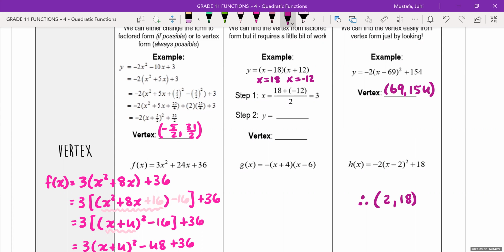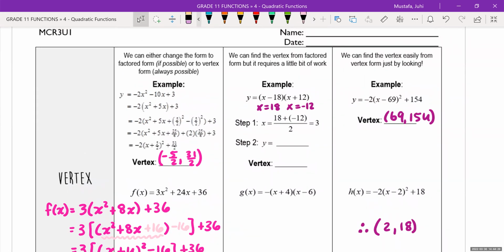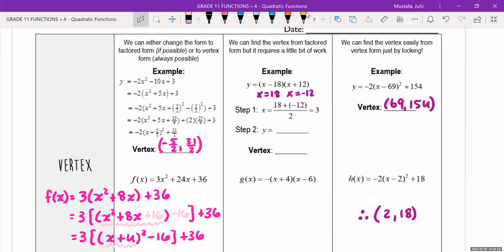Then the idea behind this is when you have a parabola, let's say you have two x-intercepts there, the vertex can be found directly in the middle of the two x-intercepts. So to find the center of the two x-intercepts, we are going to take an average of those 2 points. And the work is already done for you for this example. We take 18 plus negative 12 and divide by 2. That's taking an average of those 2 points. And that tells us the x value of our vertex, which is going to be 3.